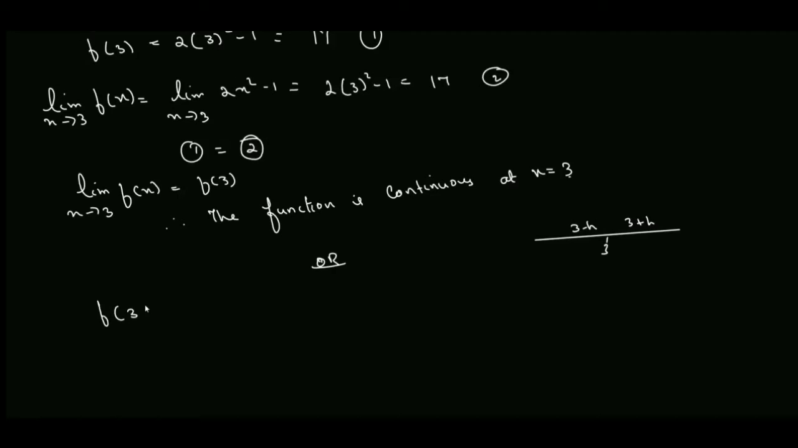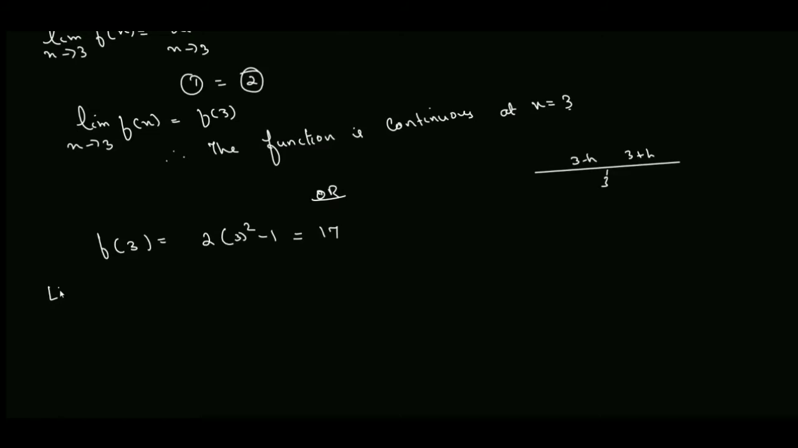First find f of 3. F of 3 is equal to 2 into 3 square minus 1, that is 17. That is the functional value. Now we have to find the left hand limit. What is the left hand limit? Limit x tends to 3 minus of f of x, that is limit x tends to 3 minus of 2x square minus 1.